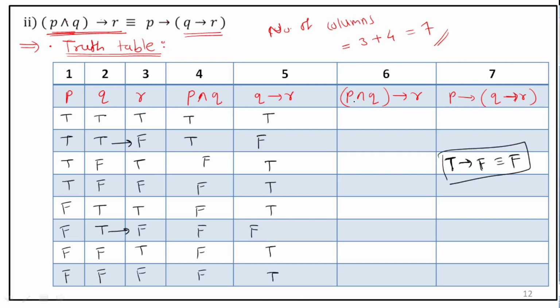Then the next column, P and Q implies R. P and Q implies R, means in reverse way, column 4 implies column 3. Here T implies T, and only T implies F gives F. T implies F means now this is false. Similarly, F implies anything, all the remaining are true.